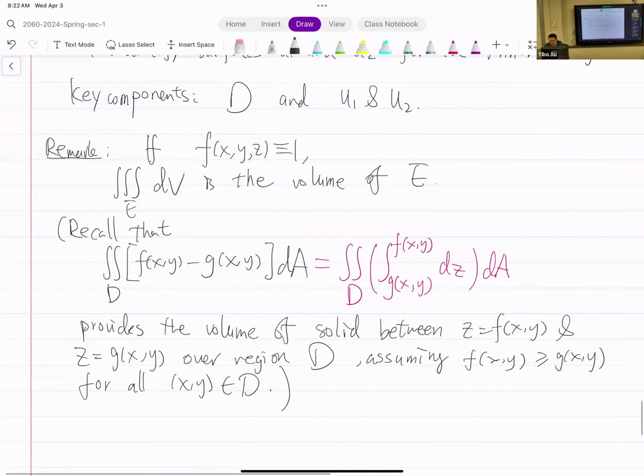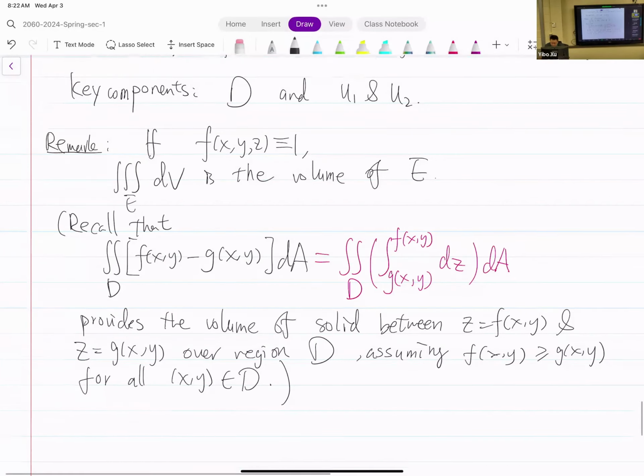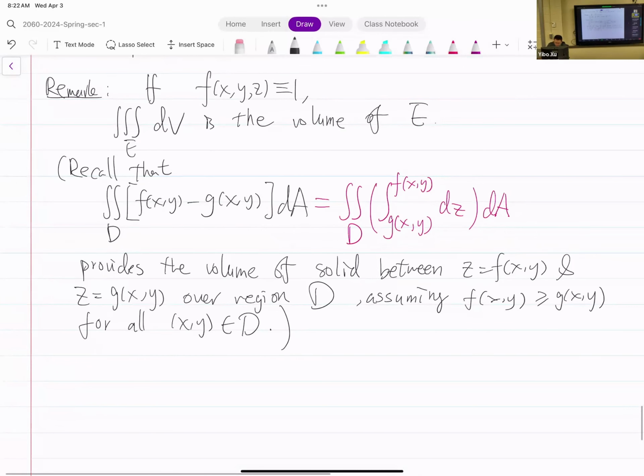So now you see the red integrals. This is exactly one way that you write down the triple integral over the solid. Okay, so these are how things are related. But of course, in triple integrals in general, if you have a non-constant f, then indeed you are extending what you have seen in the double integrals. Okay?